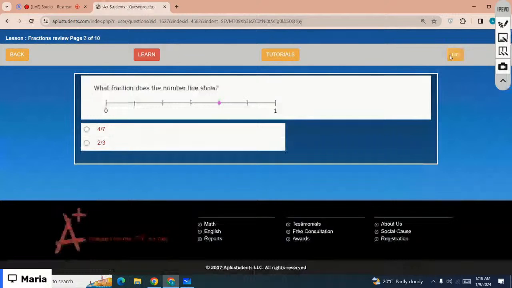What fraction does the number line show? Which is the correct option? Which is the correct option?